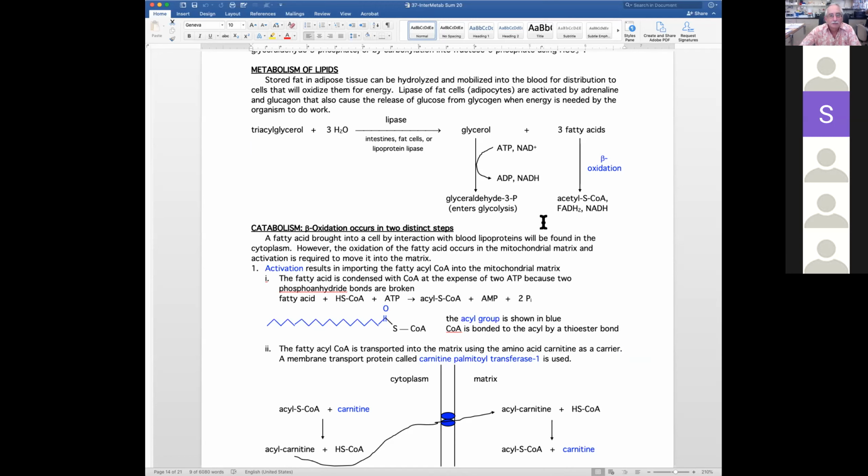So the metabolism of lipids. Stored fat in adipose tissue can be hydrolyzed and mobilized in the blood. We know that by lipoproteins. And so lipase breaks it down into glycerol, which can enter glycolysis, and the three fatty acids, which will go through beta oxidation.